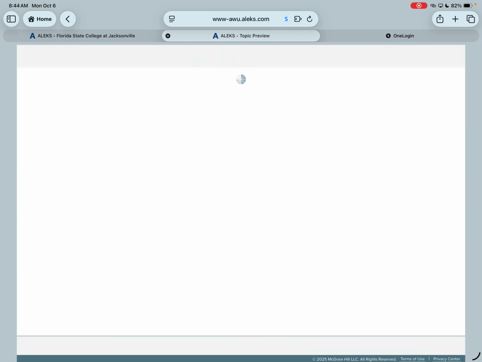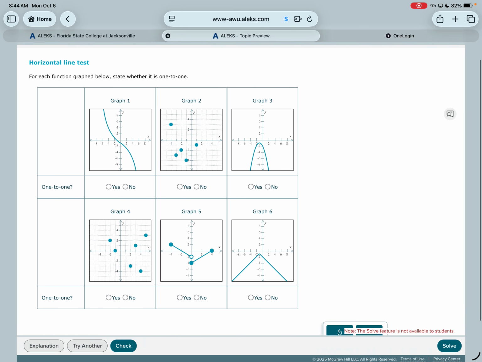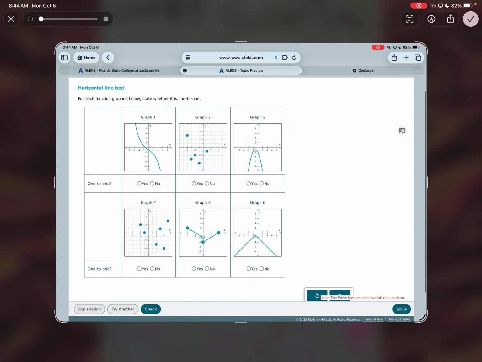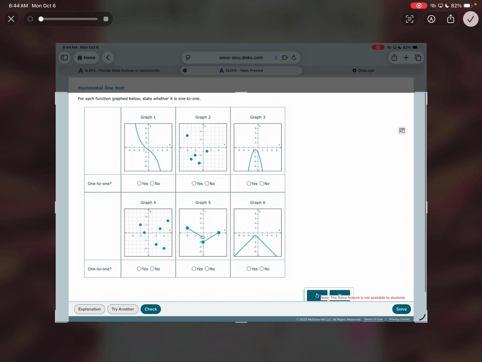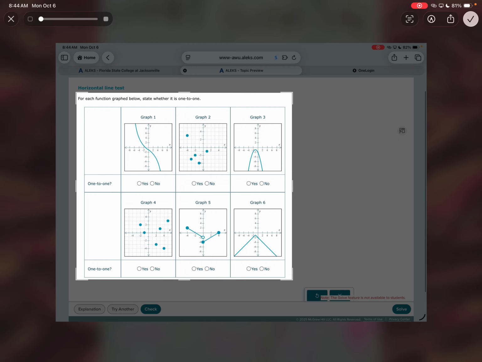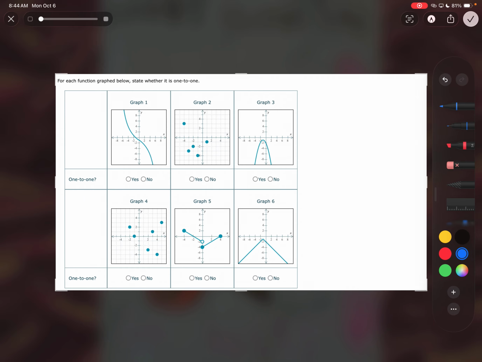Horizontal line test. So last week we talked about the vertical line test. The vertical line test said if you draw a vertical line anywhere on the graph and it hits it more than once, it is not a function. The horizontal line test does the same thing, but horizontally, and what it's talking about is a one-to-one function.